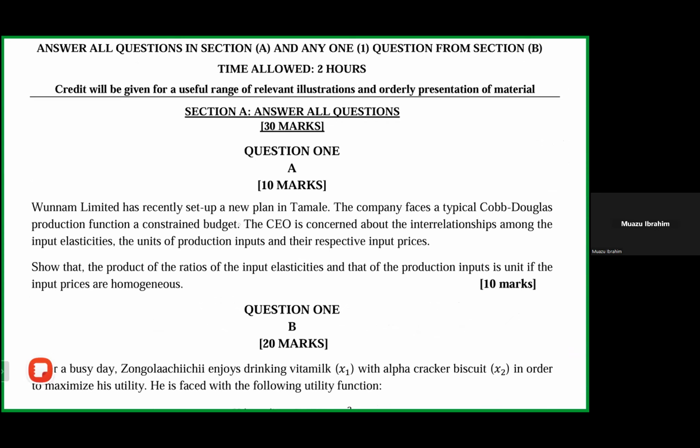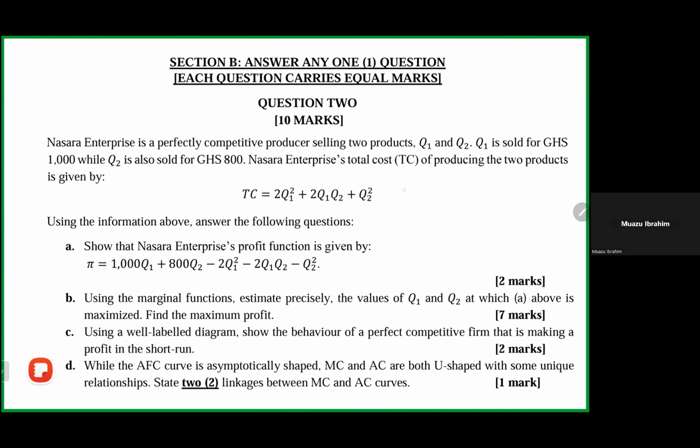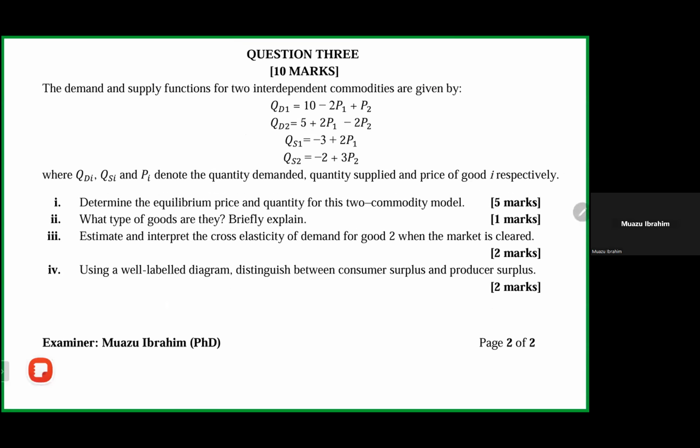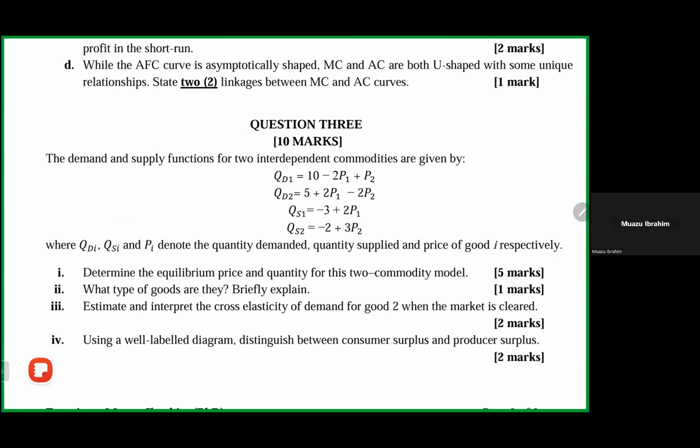Wunam Limited has recently set up a new plant in Tamale, and we are saying the company faces a typical Cobb-Douglas production function and a budget constraint. The CEO is concerned about the interrelationships among the input elasticities, the units of production inputs, and their respective input prices. Show that the product of the ratios of the input elasticities and that of the production input is unity if the input prices are homogeneous. Remember, we did this, and something that you guys weren't happy about. We've also done this one, so you should be fine.